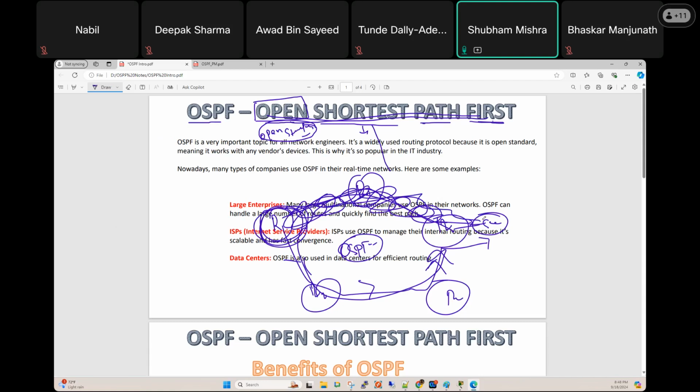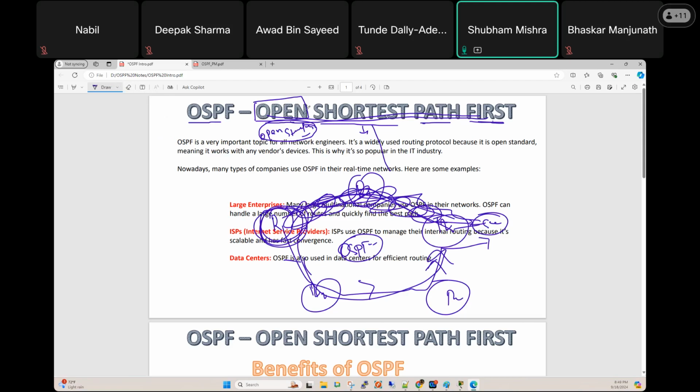But how? How can we say this path is the shortest and this path is the longest? We cannot say like this: here is one router, so that's the reason this is shortest, and here are two routers, so longer. Don't think like this. There are different parameters and different criteria, and on the basis of that criteria we can say this path is shortest or this path is longest. So when I read this line, I understand OSPF is the open standard that chooses the shortest path to reach the destination.